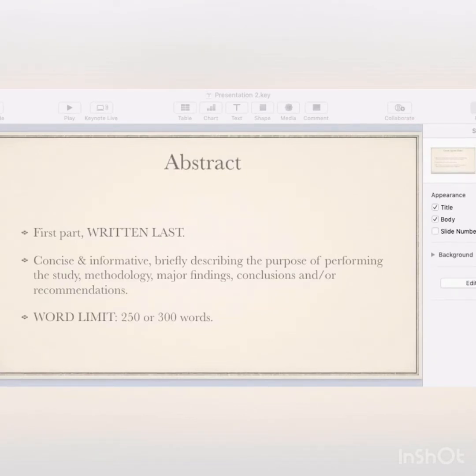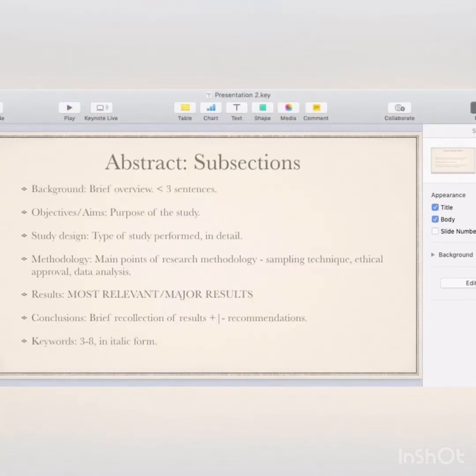Some of its properties are that it's concise and informative, very briefly describing the purpose of performing the study, the methods used to conduct the study, the major results, and also the conclusions, plus or minus recommendations. Finally, regarding the overview of the abstract, a lot of journals incur a word limit. In most journals, it tends to be 250 words, although in a minority of journals, it may be 300 words. The abstract itself also has subsections.